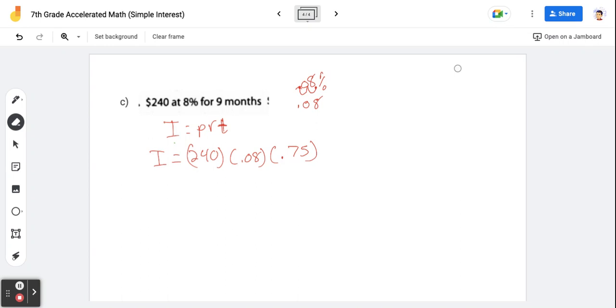Let's do the multiplication. 240 times 0.08 times 0.75. Oh, I multiplied that wrong. I accidentally put in 0.17. Don't know what I was thinking. 0.08 times 0.75. Again, always make sure you're putting in the right values. It would be very silly to get a problem like this wrong simply by pressing wrong buttons. $14.40 is my interest, and there's your introduction to simple interest.